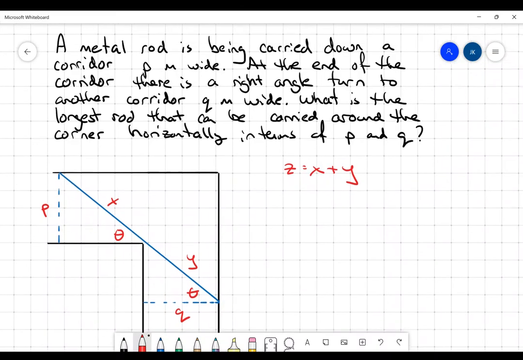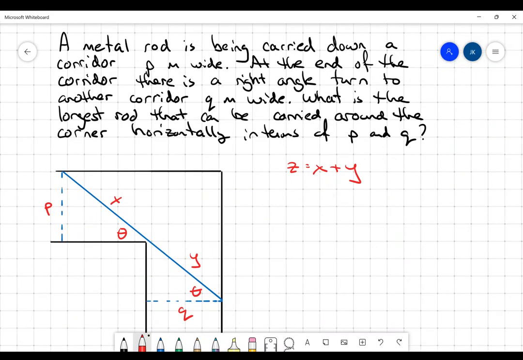Okay, everybody. So we're just going to quickly go through this question here. It says a metal rod is being carried down a corridor p meters wide. At the end of the corridor, there is a right angle turn to another corridor that's q meters wide. What's the longest rod that can be carried around the corner horizontally in terms of p and q?